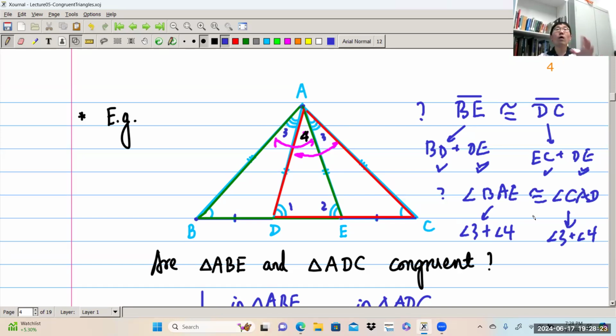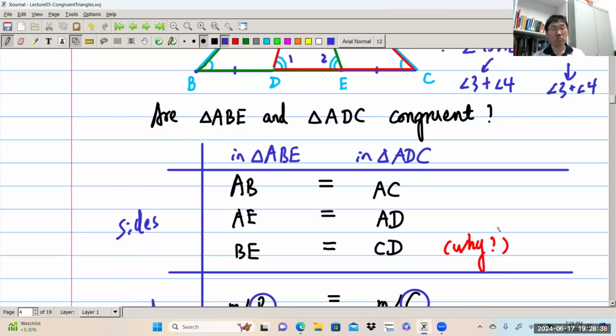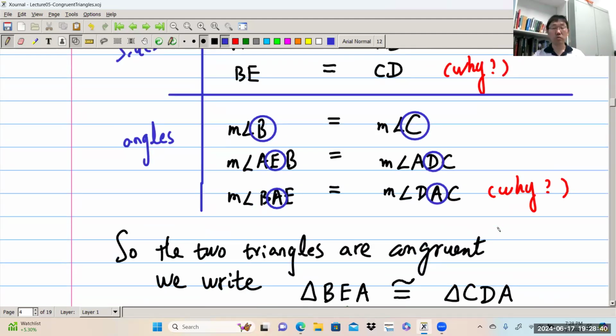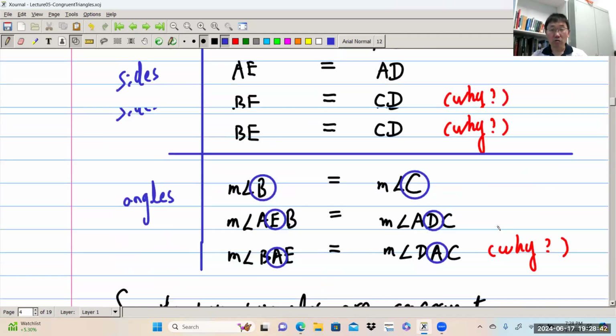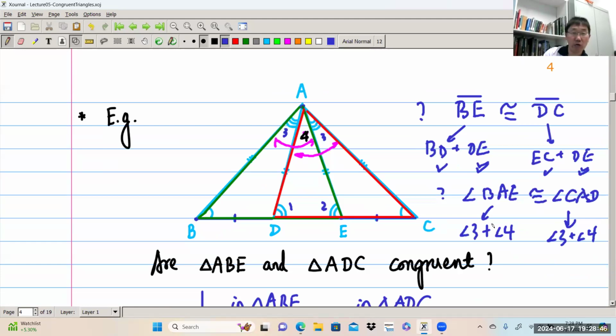Now you see all three angles of the green triangle are congruent to all three angles of the red triangle. So now we know these two triangles must be congruent. So we have checked all the congruency relations. And how to write down the congruency? You guys try to figure it out.